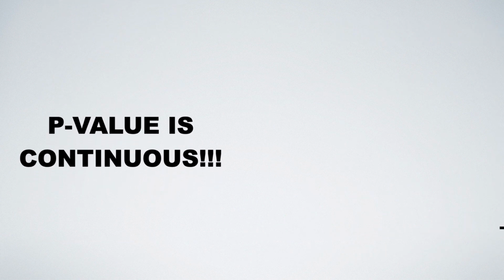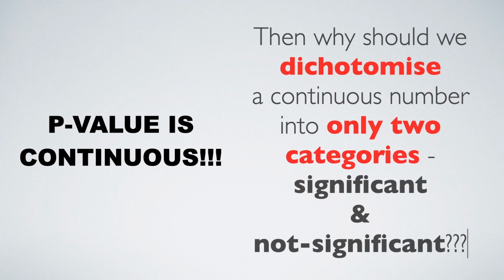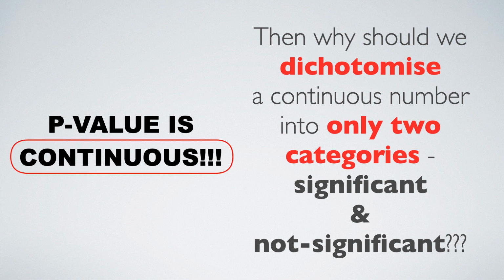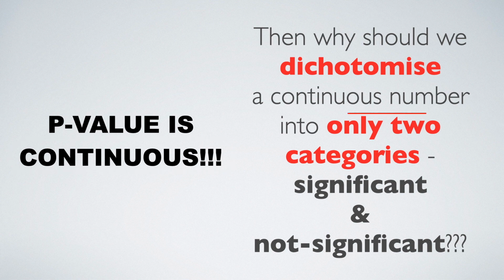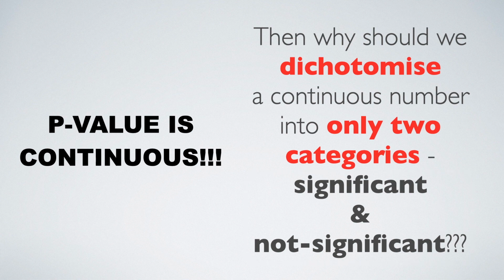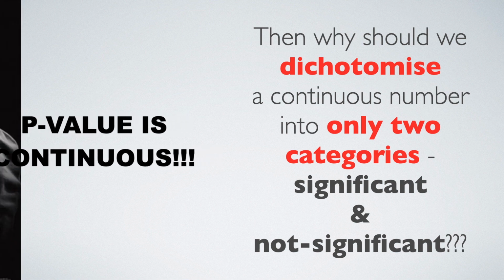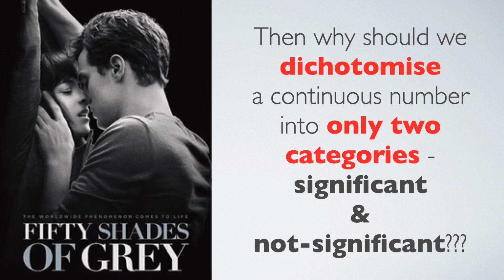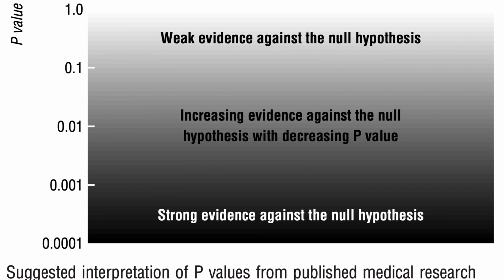But wait, does it make any sense to dichotomize a continuous number from 0 to 1 into only two categories, significant and not significant? Of course not. The p-value is not black and white, but everything in between, like 50 Shades of Grey. Oops, sorry, not that 50 Shades of Grey, that one.